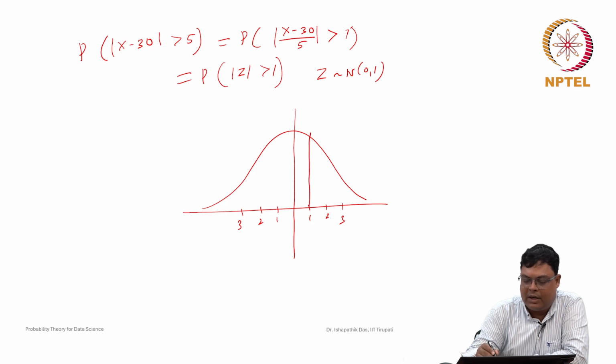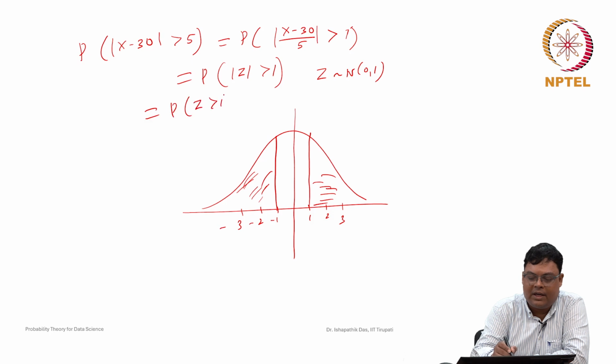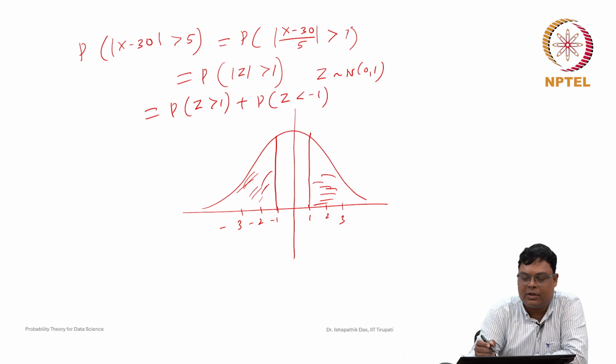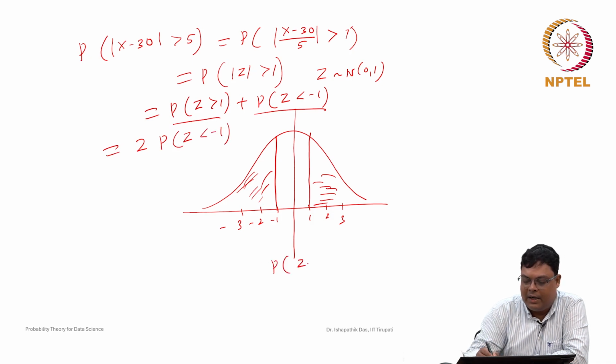So, z can be greater than 1, this area, or z can be less than minus 1. So, this is minus 1, minus 2, minus 3. So, mod z greater than 1 means the probability that z is greater than 1 plus the probability that z is less than minus 1. You can keep equality also, no problem, because it is a continuous random variable. Now, by symmetry, the probability that z is less than minus 1 is the same as the probability that z is greater than 1. So, we can write this as 2 into the probability that z is less than minus 1.